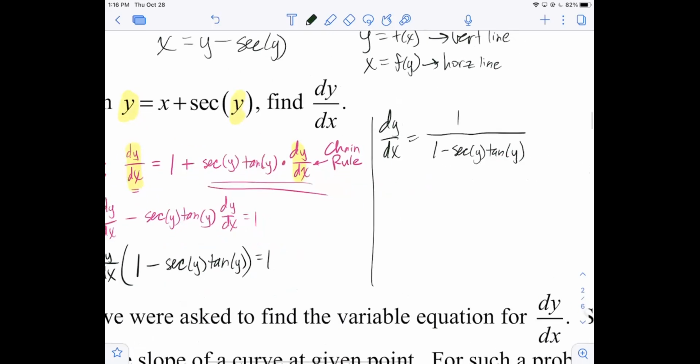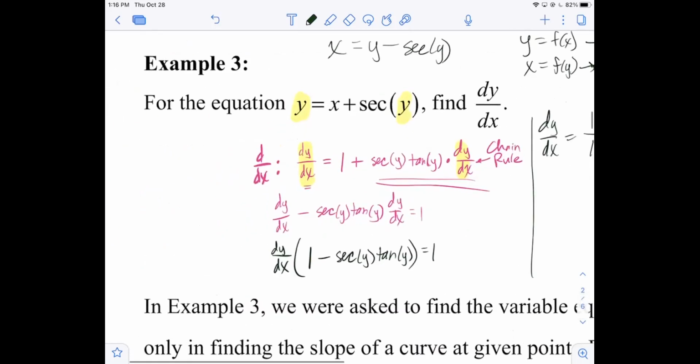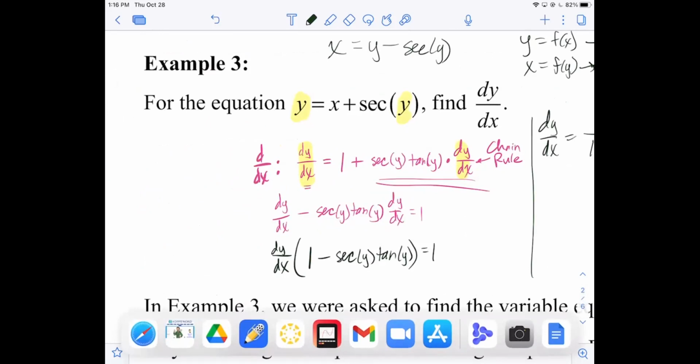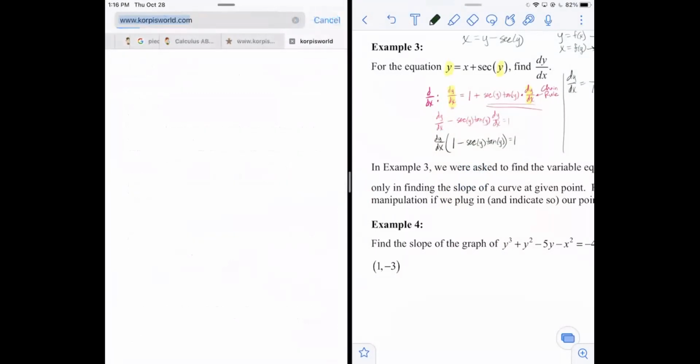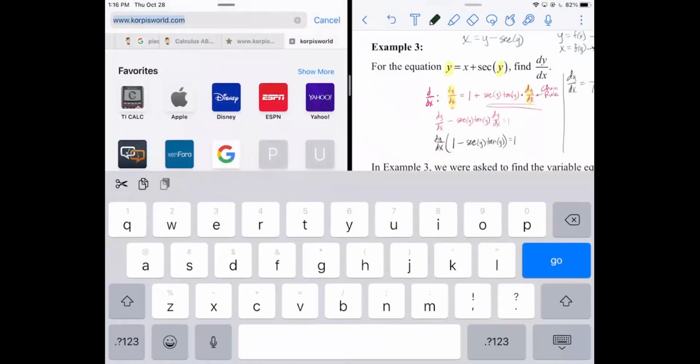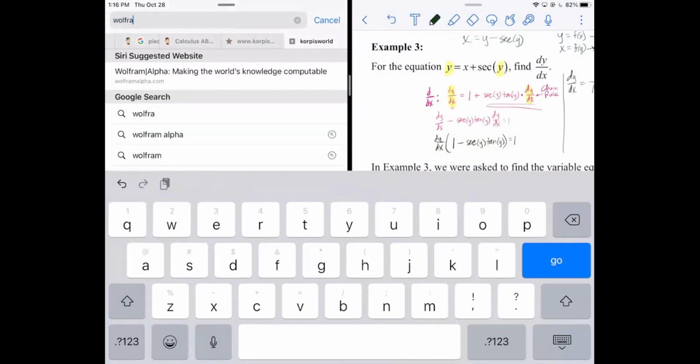Now, is there a way to see what this thing looks like? Yes, I'll show you. Let me see if I can pull it up here. Do a split screen. You can do it with me or not. Open up a Google browser, and I'm going to type in Wolfram Alpha.